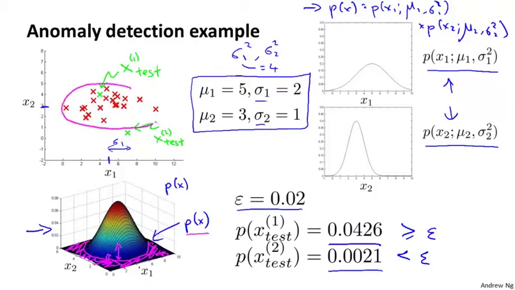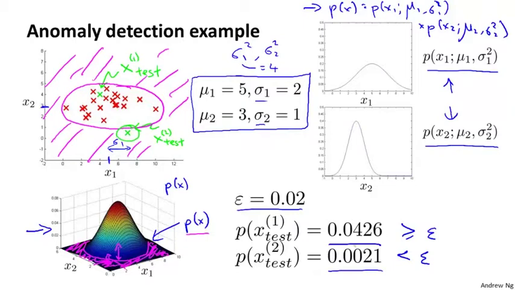It's going to define some region that maybe looks like this, so that everything outside this it flags as anomalous, whereas the things inside this ellipse I just drew, it considers okay, non-anomalous examples. And so this example, x2 test, lies outside that region, so it has very small probability, and so we consider it an anomalous example.